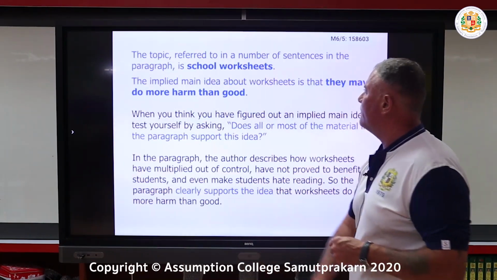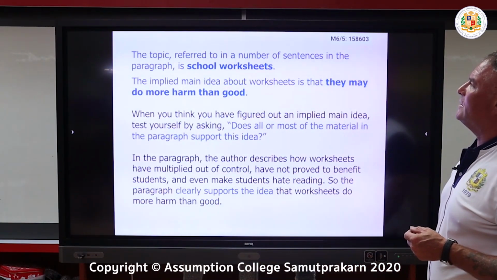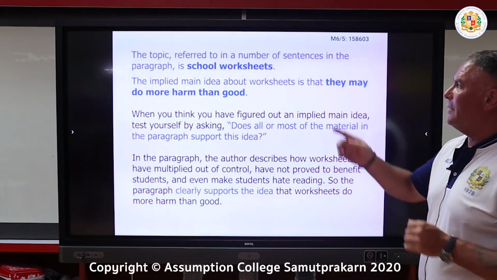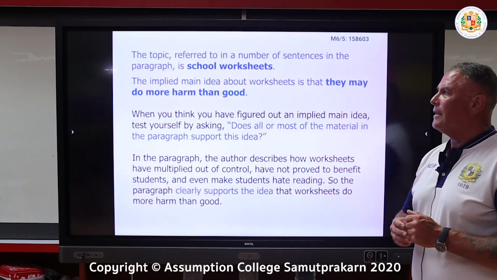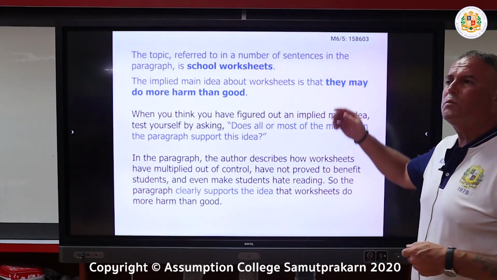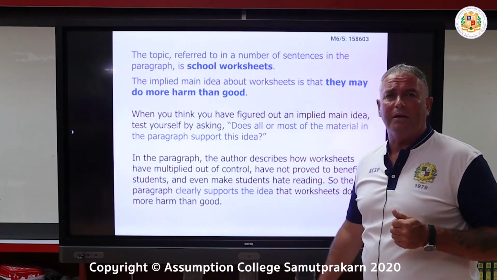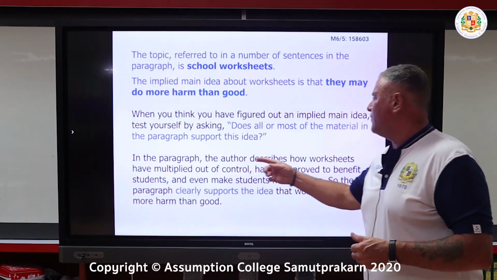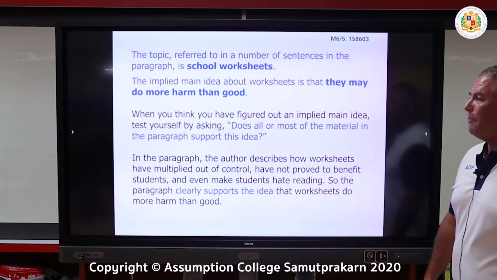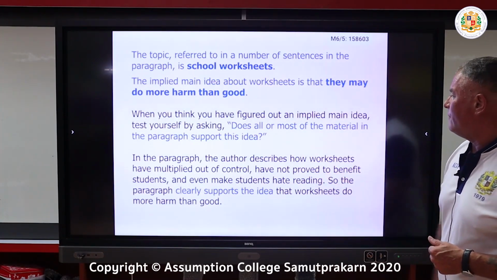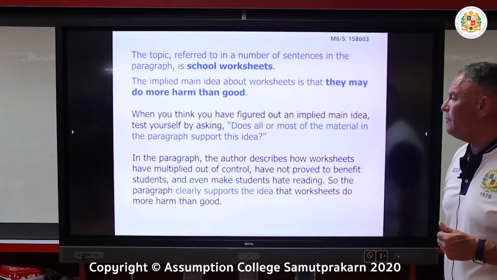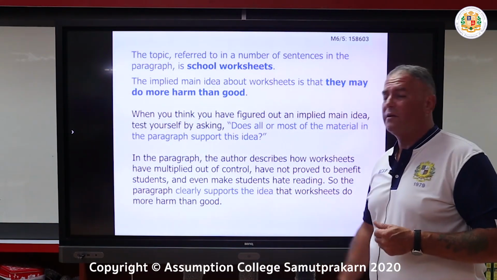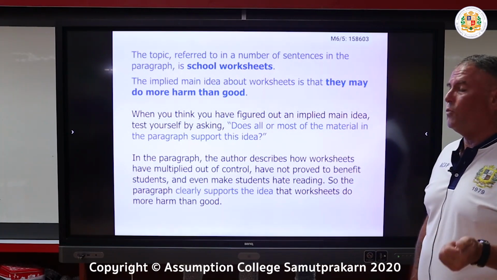So follow that. The topic referred to in a number of sentences in the paragraph is school worksheets. That's what they were talking about. The implied main idea about the worksheets is they may do more harm than good. That's what you should have come up with. That would have been your main idea. School worksheets is the topic. Okay? In the paragraph, the author describes how worksheets have multiplied out of control, have not proved to benefit students, and even make students hate reading. So the paragraph clearly supports the idea that worksheets do more harm than good.